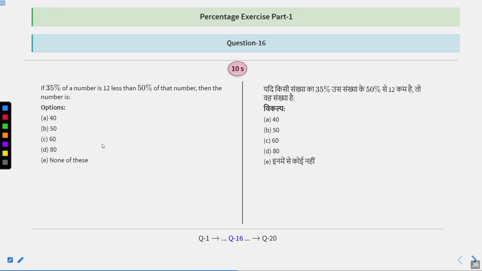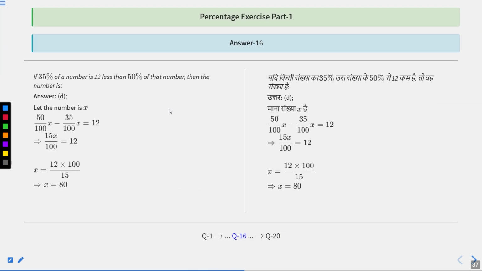If 35% of a number is 12 less than 50% of that number, then the number is. You have 5 options and 10 seconds. Try to solve this question. Your time starts now. Now your time's up. Let's see the solution.